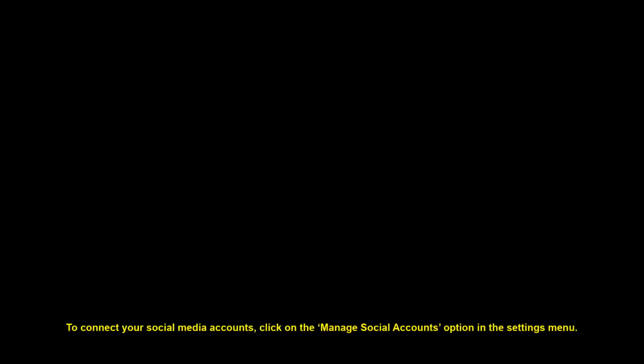To connect your social media accounts, click on the Manage Social Accounts option in the Settings menu. Select the social media platform you want to connect, such as Facebook, Twitter, or Instagram, and follow the prompts to authorize Buffer access. After linking your accounts, navigate to the Content section on your dashboard. Here, you can start scheduling posts by clicking on the Create Post button.